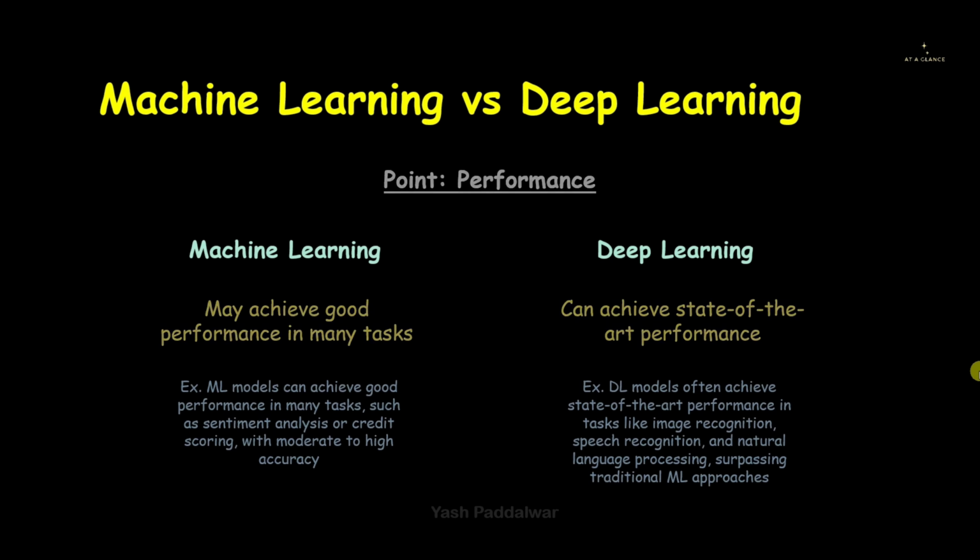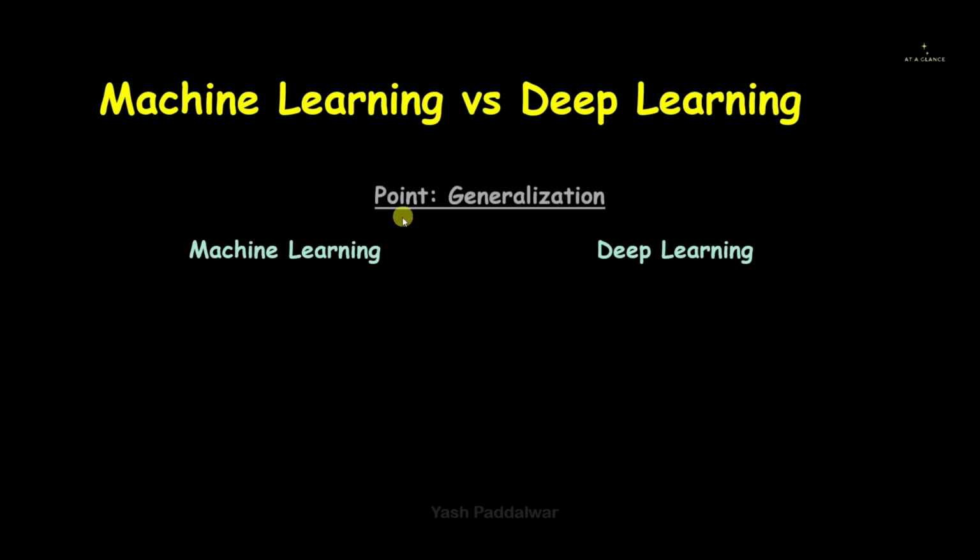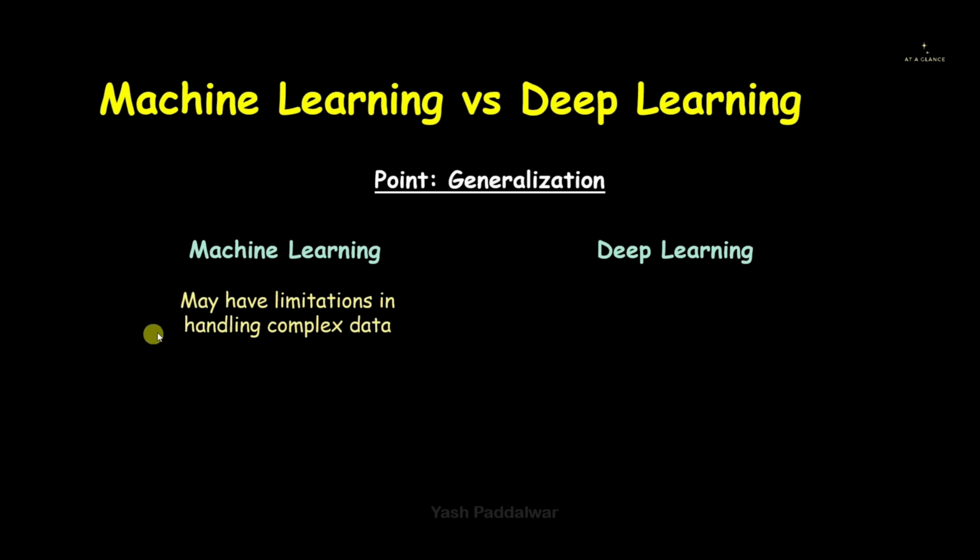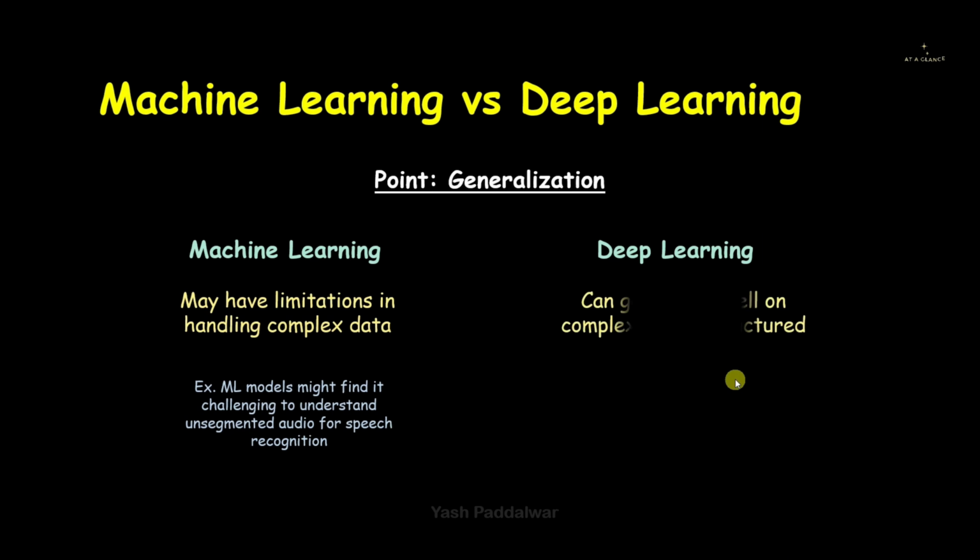Now let's move to the other point of difference between machine learning and deep learning, and the point here is generalization. When it comes to machine learning, it may have limitations in handling complex data. This complex data may include unstructured data. For example, machine learning models may find it challenging to understand unsegmented audio for speech recognition, which is unstructured. When such complex and intricate data is given to machine learning models, it's not their cup of tea. And this drawback of machine learning is handled by deep learning.